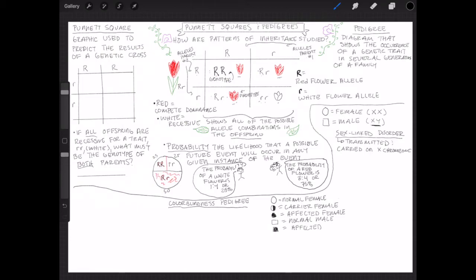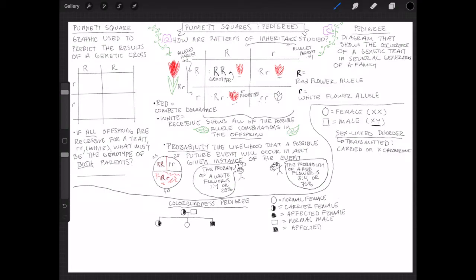So here's our pedigree. We're going to start up here with a carrier female. And this line shows a line of marriage. The carrier female gets married to a normal male. They have 3 kiddos. That's what this shows right here, 3 kids. One is a carrier female. One is a normal female. And one is an affected male.